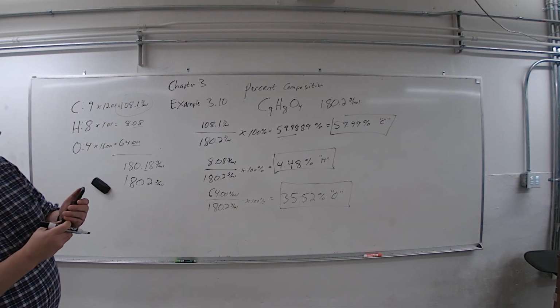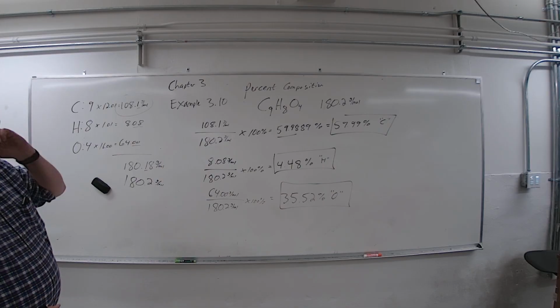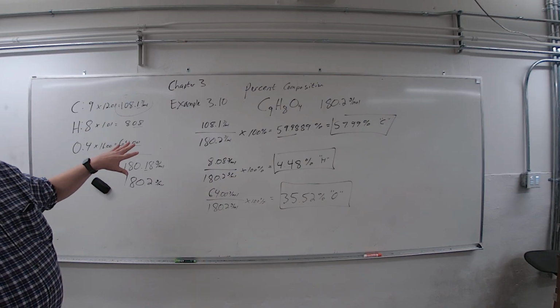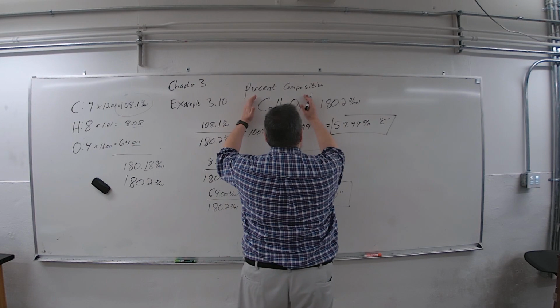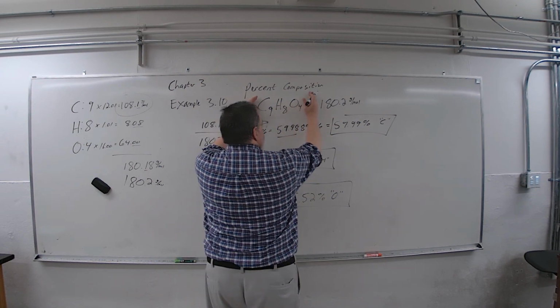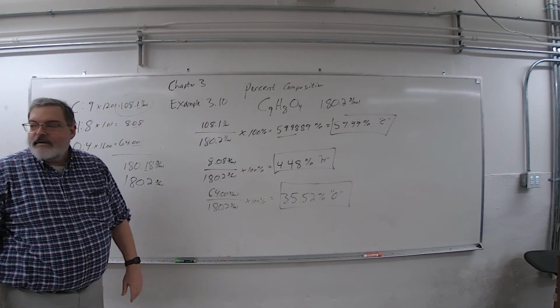I got 99.98, but that's how the rounding works. Maybe I rounded it wrong, but you follow that? It's a different way to do percent composition. You're just given this, and that's all you're given. And you're asked the percent composition of this, this, and this. You do that whole thing with the periodic table. You with me?